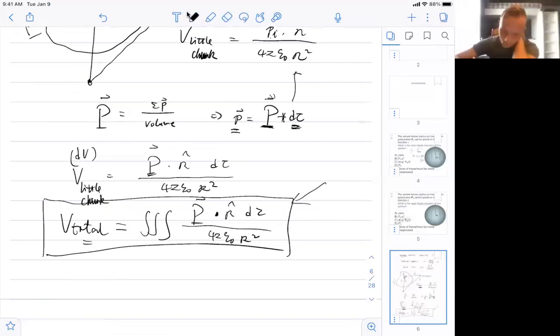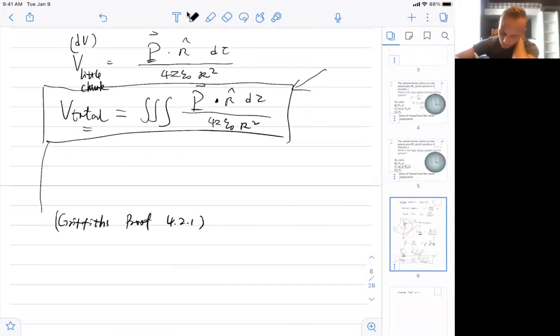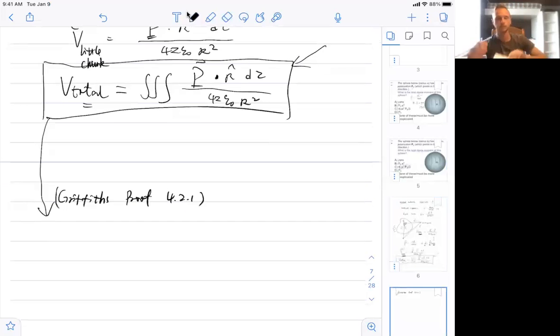In your textbook, it also goes through some proof. We're not going to do the proofs today in class, but if you check Griffiths, section 4.2.1, it shows that this can be rewritten in terms of two other terms. We're going to rewrite our potential using two other terms. The reason we do that is these two other terms have some physical meaning associated with them, so it's much easier for us to remember and to make sense of it.